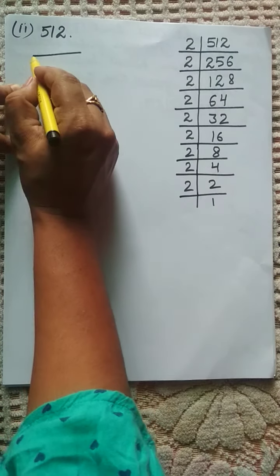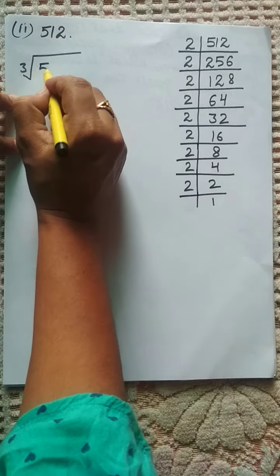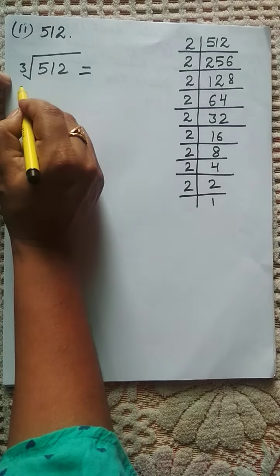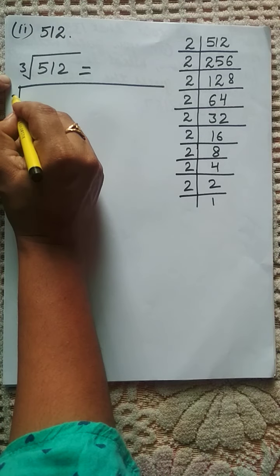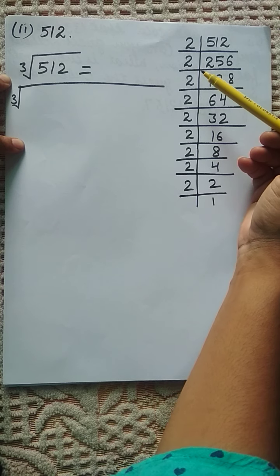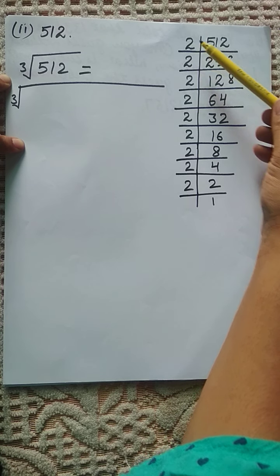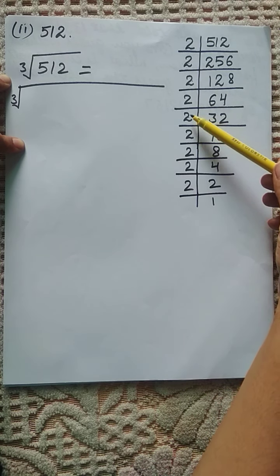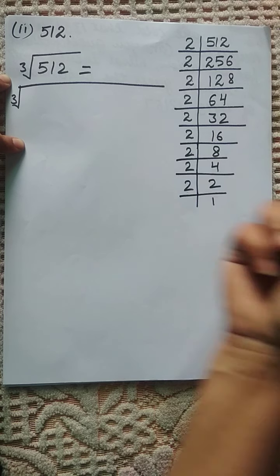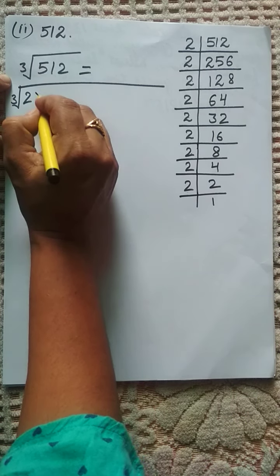Now I will write this in cube root. 512 equals to cube root of, now count how many times 2 is existing here. 1, 2, 3, 4, 5, 6, 7, 8, 9 times. So I will write it here.